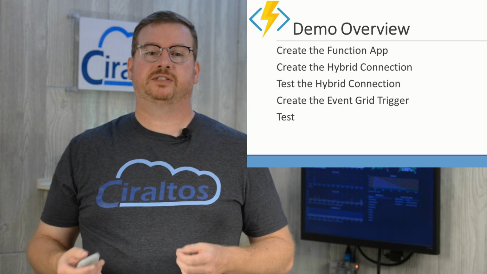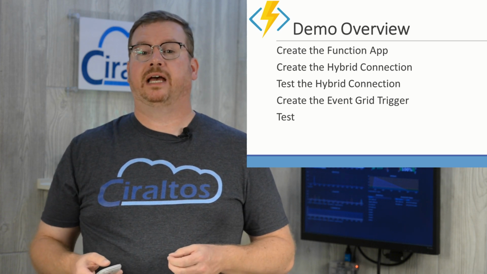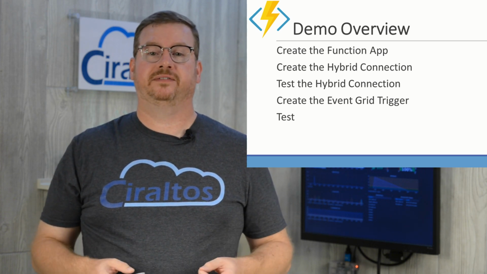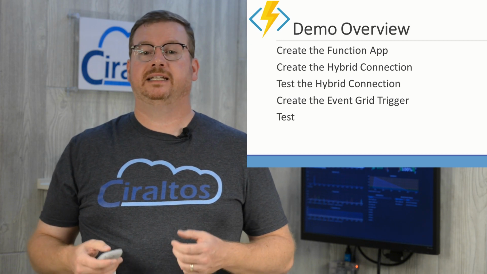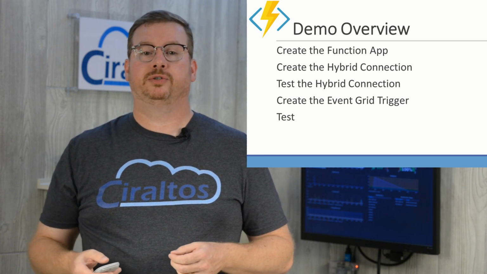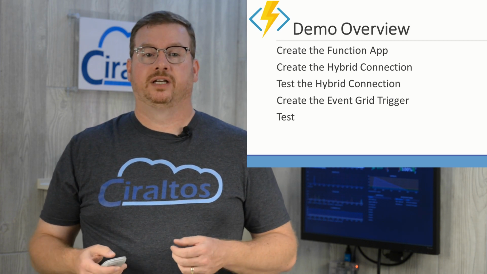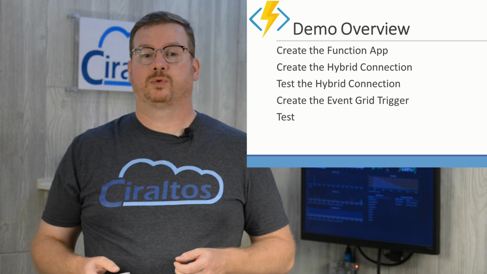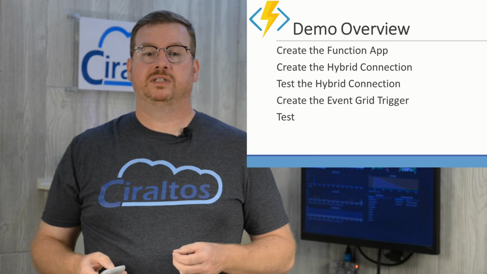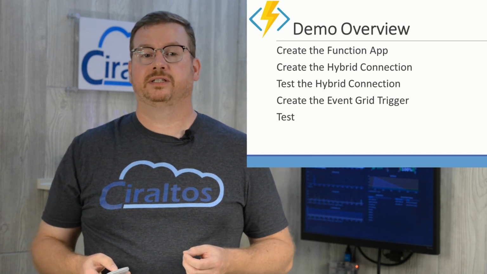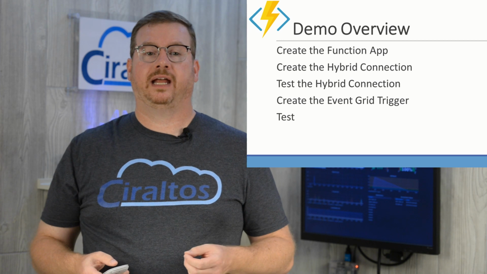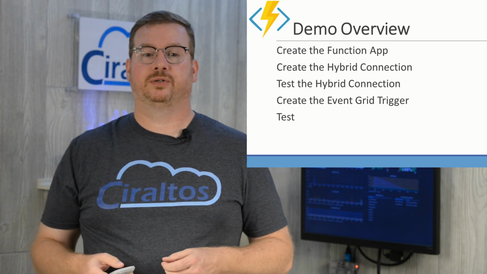There are several steps in this process. I'm going to break this video down into a section for each major activity. I'll even leave a timeline in the description so you can forward to a section if you don't want to start at the beginning. Here are the sections. Create a function app. After that, we'll create a hybrid connection. Once it's created, we'll test the hybrid connection. We'll create an event grid trigger, and then we'll finish the code and test to make sure it works.